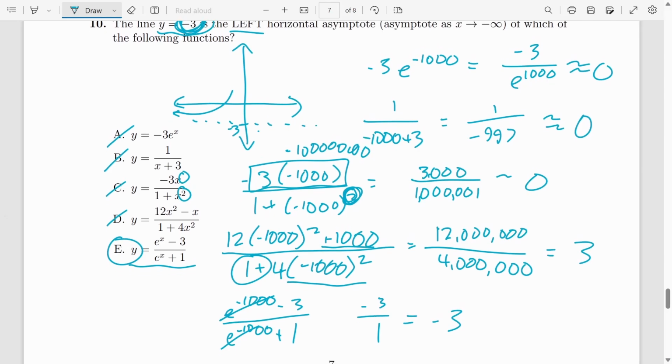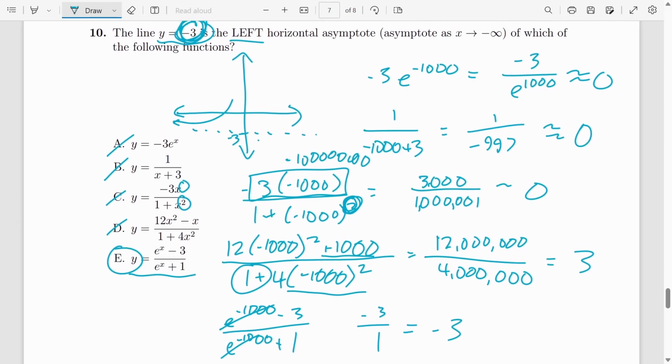I suppose if you actually wanted to calculate this, it would probably involve limits. Just sort of in the reverse, I guess. You could take the limit as x approaches negative infinity for each of these if you wanted.